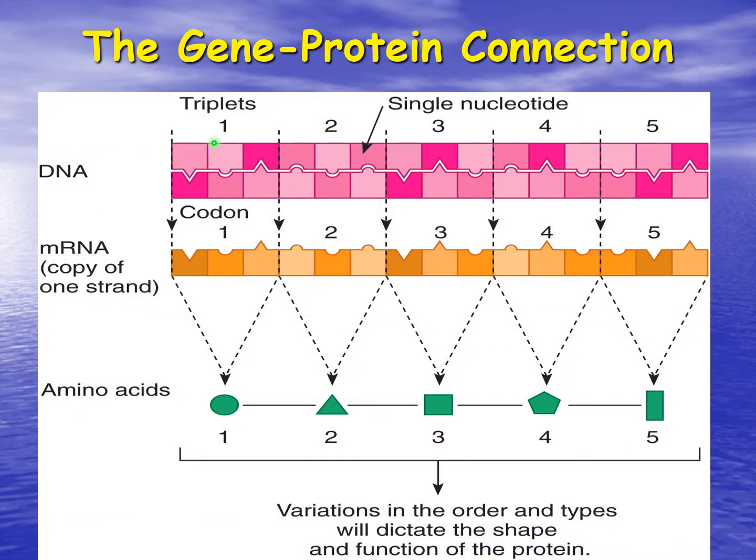So we'll see with the double-stranded DNA, and what we'll see is within the DNA we will have 3 nitrogenous bases in sequence, and these are known as the DNA triplets. Each one of these will code for a nucleotide within the messenger RNA, and the 3 nitrogenous base sequence within the messenger RNA is known as a codon. Each codon will code for a single amino acid.